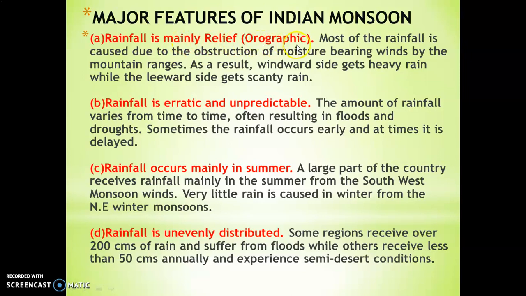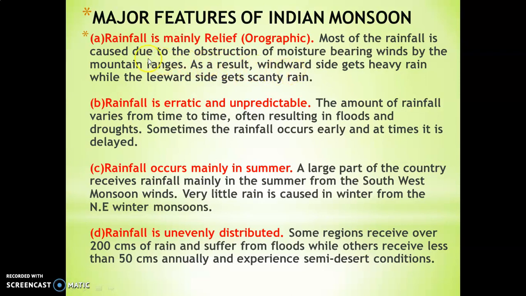Rainfall is mainly relief or orographic in nature. Relief stands for mountains, hills, plateaus. When monsoon winds enter India, they find obstructions in their path. What kind of obstructions come in the path of monsoon winds? That is the Western Ghats. So the west side, or windward side, of the Western Ghats receives more rainfall, and the leeward side, the opposite side, receives less rainfall.